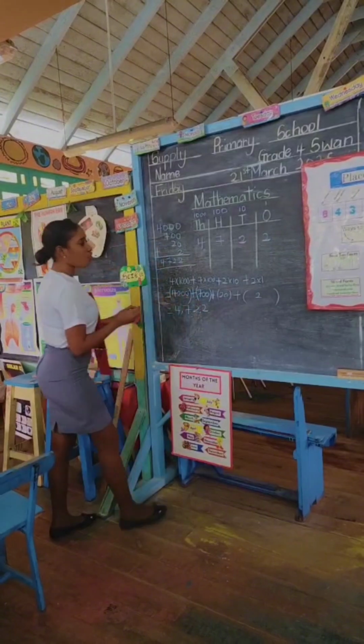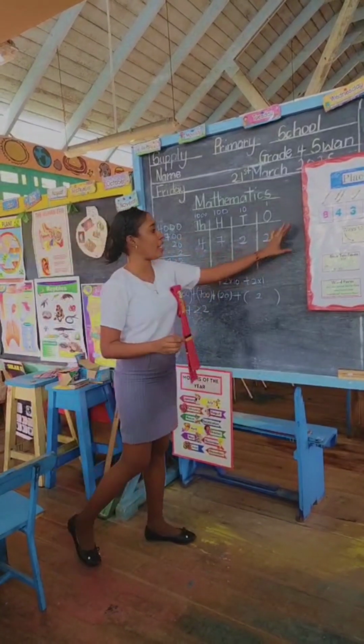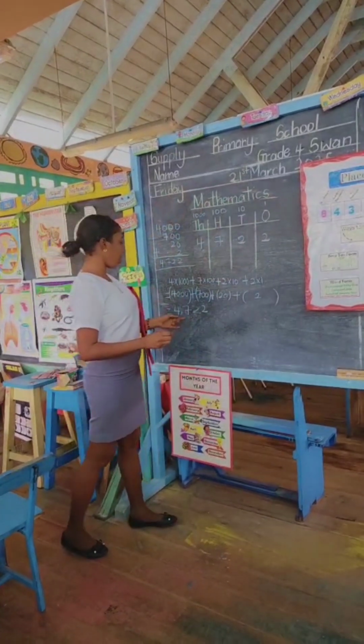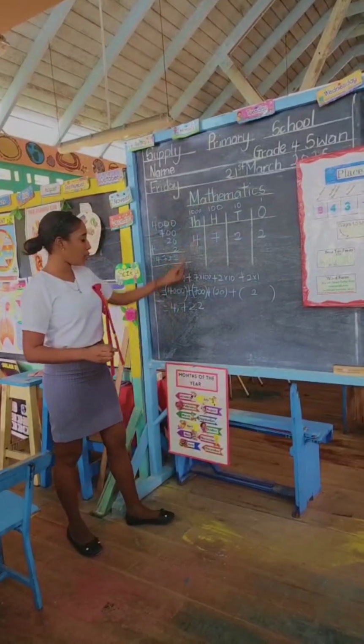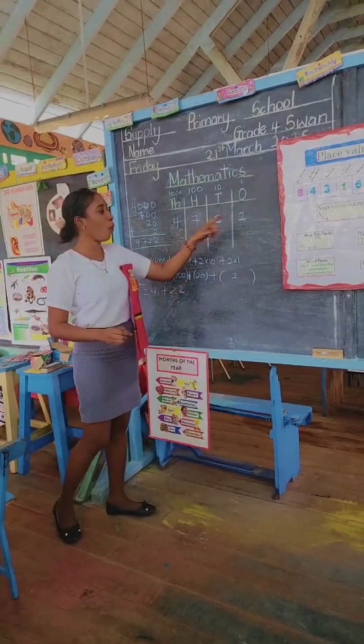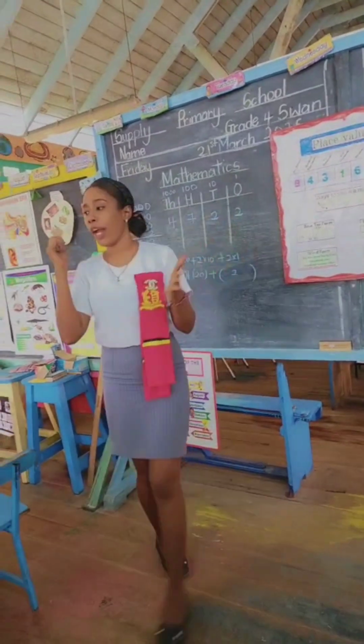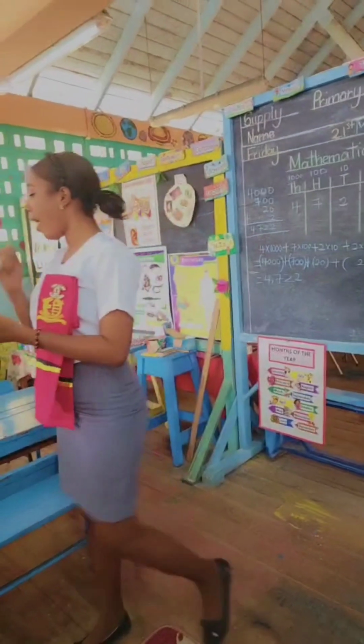4,722. So let's check it back. Go back to our place value table. Let's see if we have it. 4,722. So we are indeed correct. Give yourself a hand. Good.